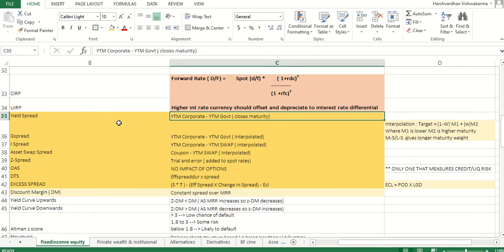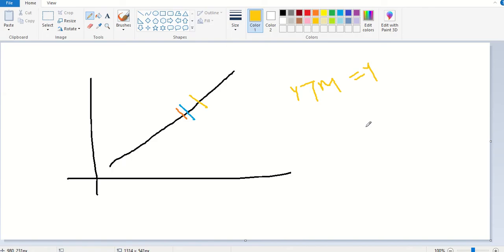Okay. Then we have the G spread. Again, it is the same over here, but this time, for the G spread, it will try to interpolate the short maturity and the long maturity. So now you have a corporate bond which is between two government bonds. In the yield spread, you took the closest one. In the G spread, you take the interpolated value.